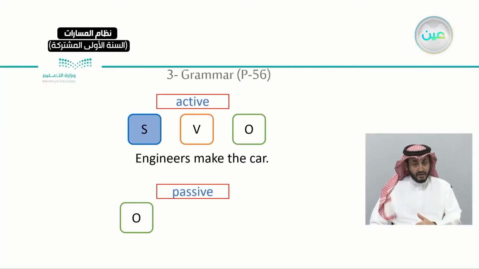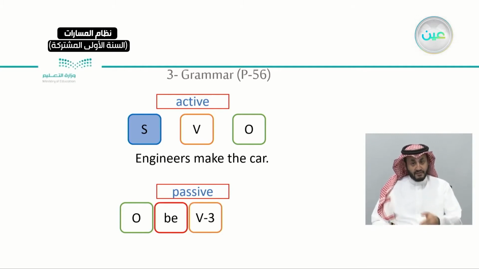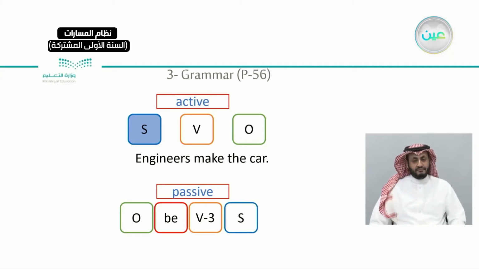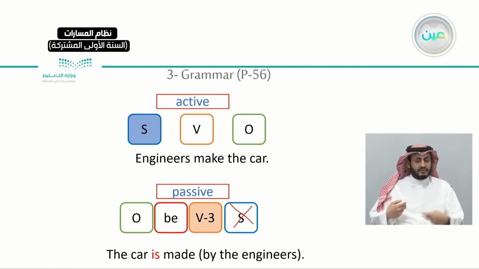However, if I want to come up with a passive tense, I will start with the object. So it is the car. Then we will change the verb from the present into verb number 3, then followed by the subject. And by the way, this is optional. You can take it out. So the focus is actually on the verb, what had been done. So the car is made by the engineers. You can add the engineers and you can take them out. So the car is made.